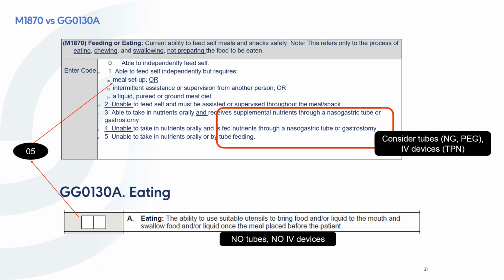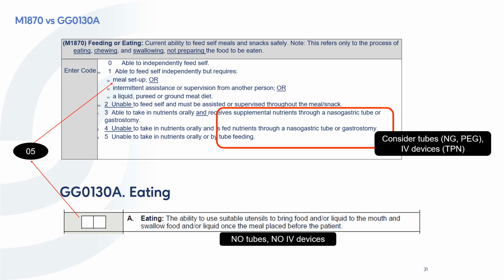So when we look at this, in M1870, your code 1 encompasses 3 different concepts. It says they're able to feed themselves independently, but they require either meal setup, remember what that meal setup is, mashing potatoes, cutting food up, or intermittent assistance or supervision from someone else, or a liquid, pureed, or ground meat diet. So any of that would say, I need to be score 1.